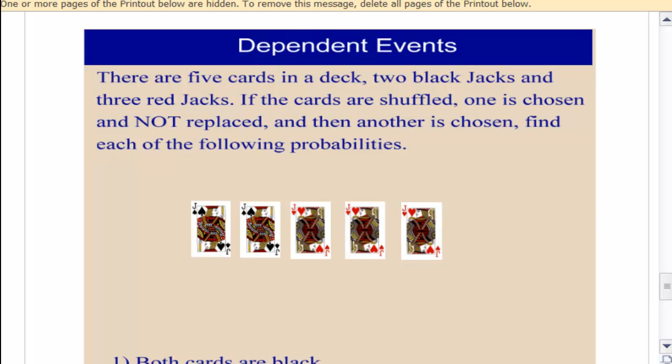In this next example, there are 5 cards in a deck, 2 black jacks and 3 red jacks. If the cards are shuffled, one is chosen and not replaced, and then another is chosen, find each of the following probabilities. So the first thing you want to check for is whether this is independent or dependent. What do you think? It's dependent because of what words? Not replaced. Good. All right, so let's move on.